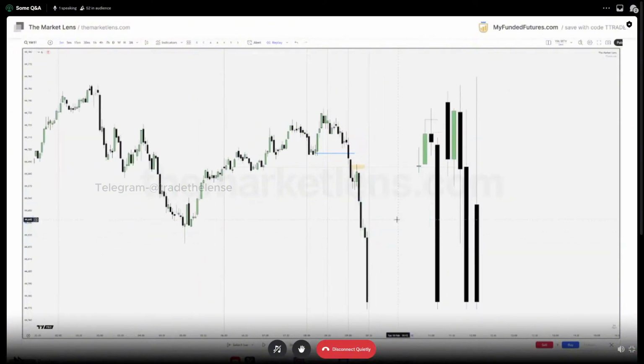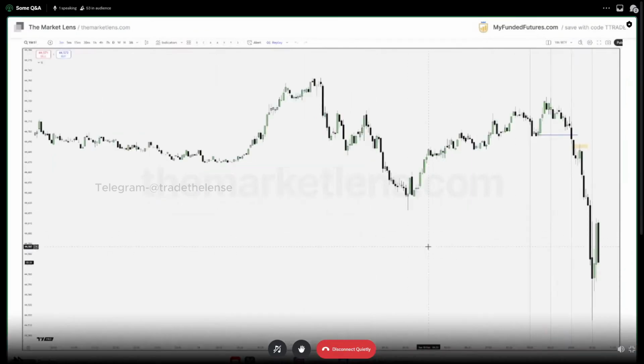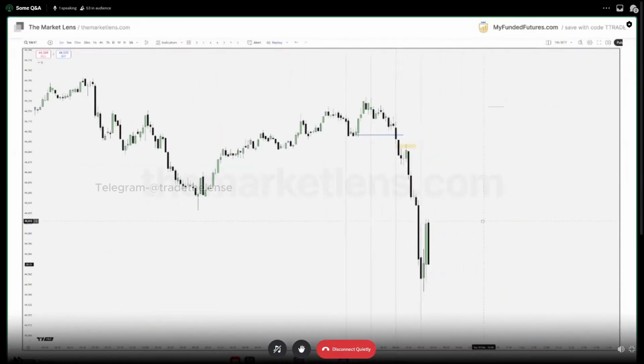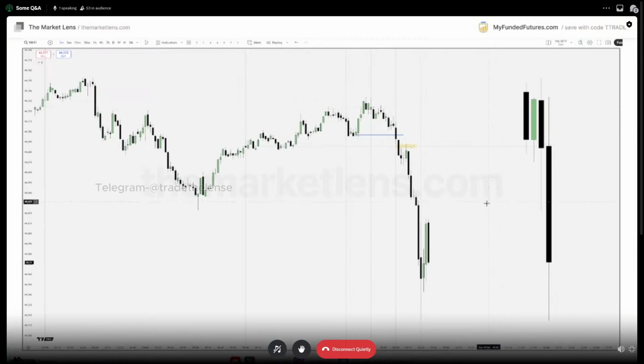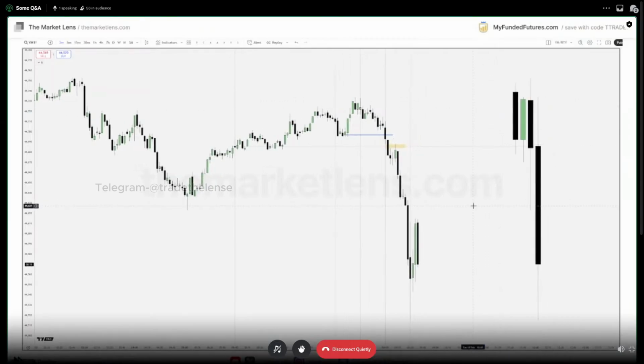And there's 2 up. I don't know why the indicators won't load. I don't know what's going on with TradingView. It's a bit annoying.